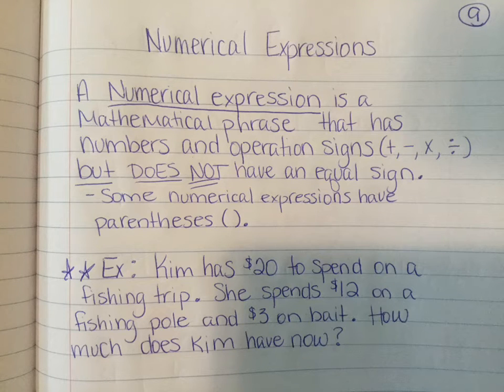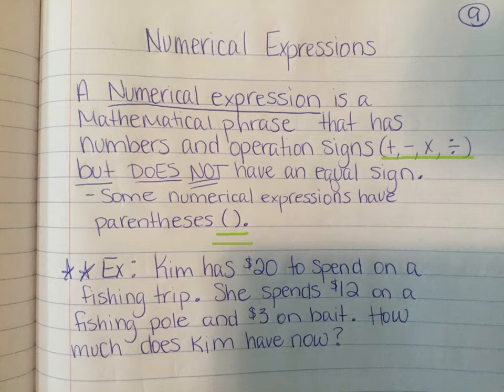Okay, so page 9 in your journal is numerical expressions. A numerical expression is a mathematical phrase that has numbers and operations, such as the addition, subtraction, multiplication, and division signs, but does not have an equal sign. Some numerical expressions have parentheses, and these are what parentheses look like. Okay, so we're just going to do some examples and work this as we go. You should be writing this down in your journal, just so you know.